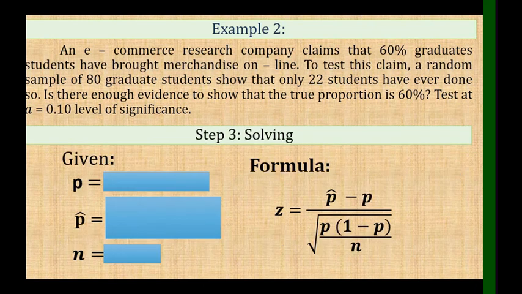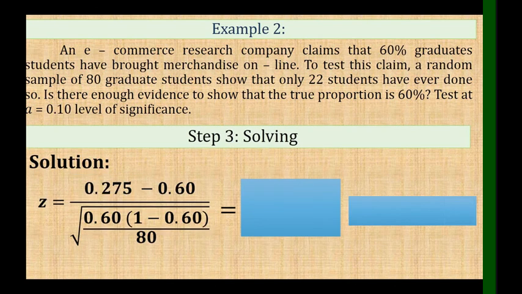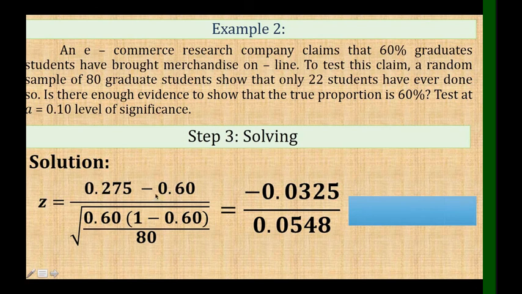Okay, now let's proceed to step number 3. The P is equal to 60% or 0.60 graduates. That's the given, or that's the claim. The P hat will be X divided by N. Our X here is very obvious, 22 students, these are the given, and the sample population is 80, that's the letter N. So we have 22 divided by 80, the answer is 0.275. The total number of N is obviously 80. Put it in the formula, so we will have this one. Okay, so 0.275 minus 0.60, you will get this one as your answer.